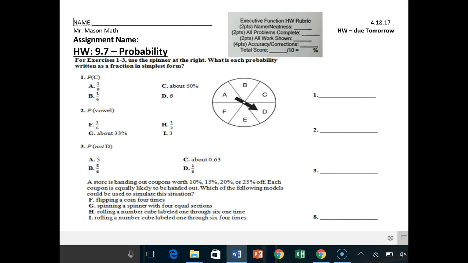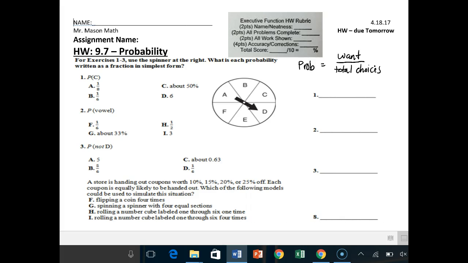So basically, I want you to write this off to the side here. Probability, P-R-O-B, is basically equal to what you want over the amount of total choices you have. All right, so what you want over the amount of total choices you have.